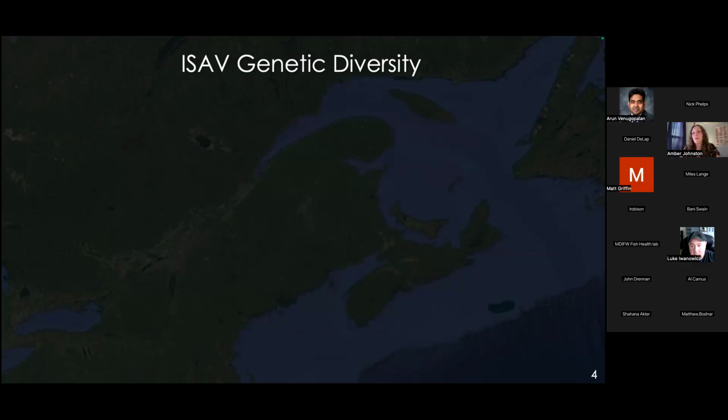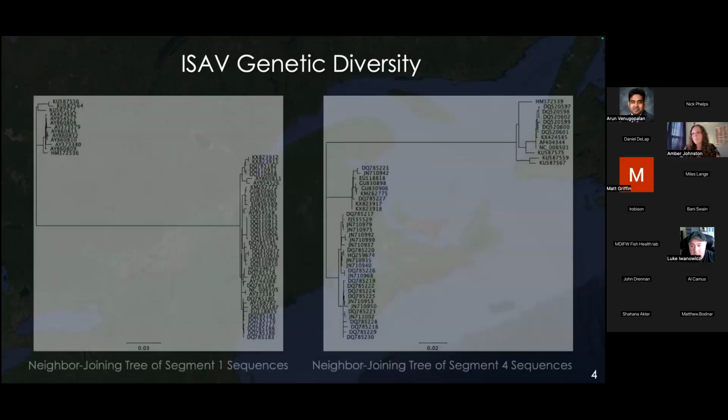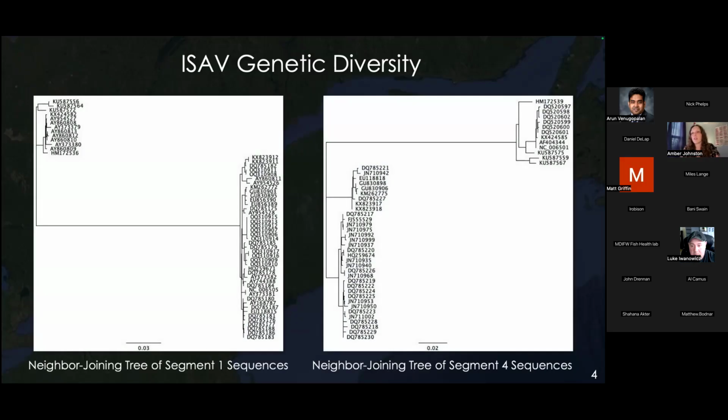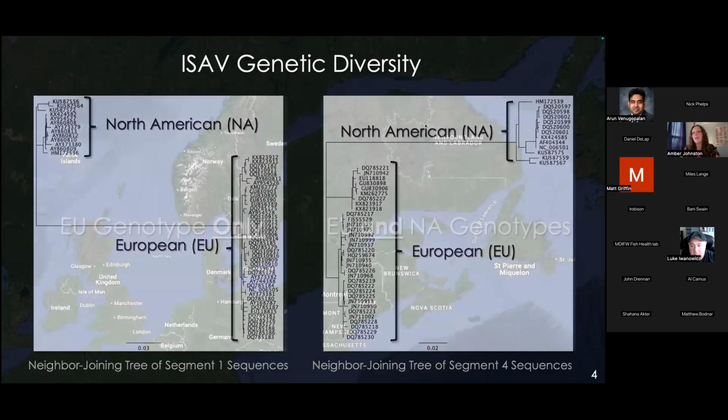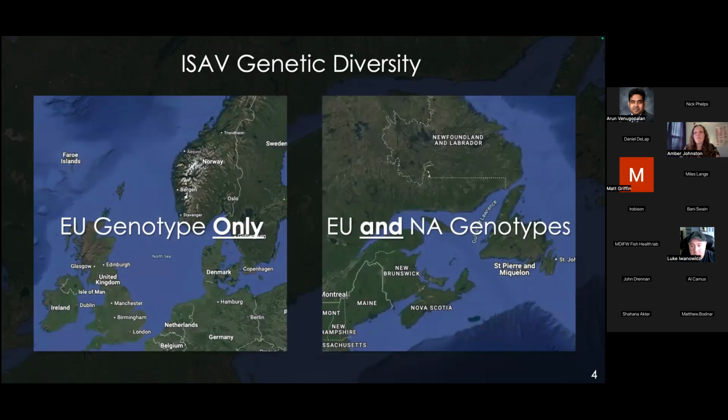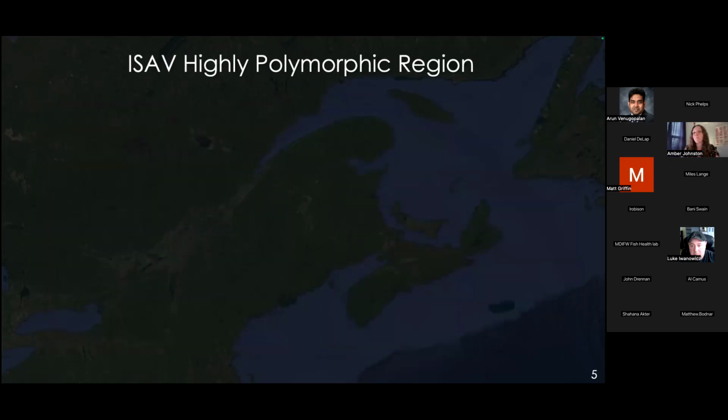One of the first ways you can group ISAV isolates is by geographic origin. The photos I'm showing you here are phylogenetic trees generated from segment 1 and segment 4 sequences from about 40 different ISAV isolates, and you can immediately appreciate the separation here, with isolates clearly falling into 2 distinct clades, one marking isolates of European origin, known as the EU genotype, and one marking isolates of North American origin, known as the NA genotype. It's important to note here that while in Europe there have only been reports of EU genotypes, in North America we have and continue to detect both, meaning that any genetic studies focusing on ISAV in this region must encompass both genotypes.